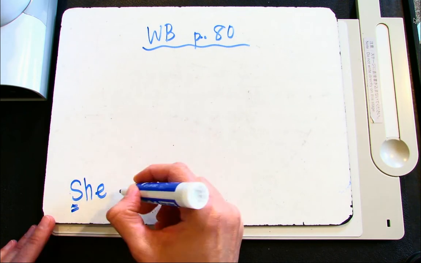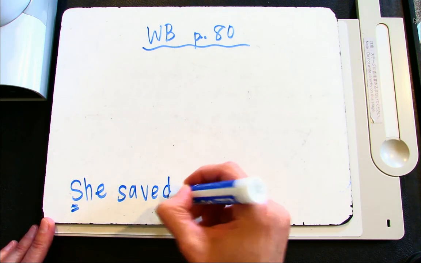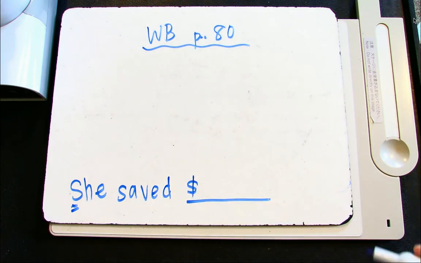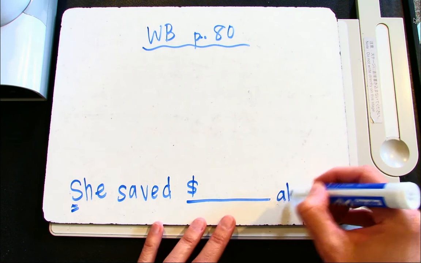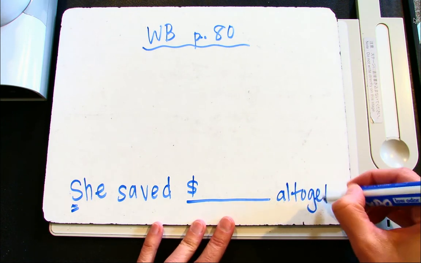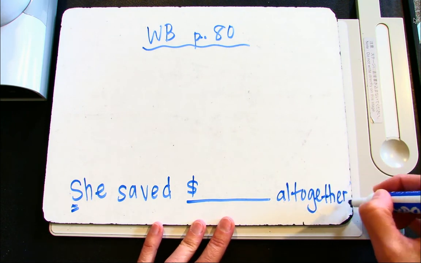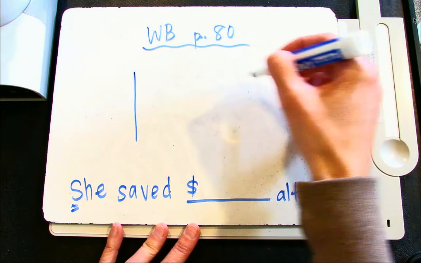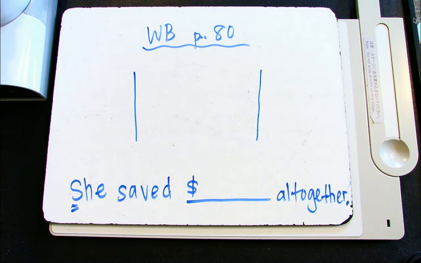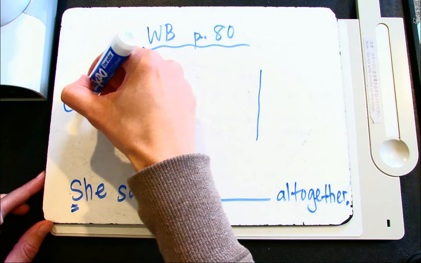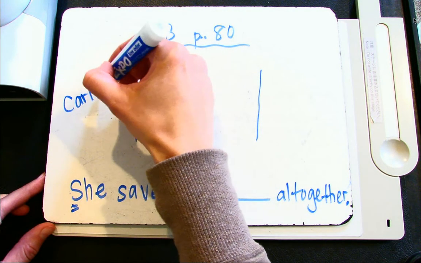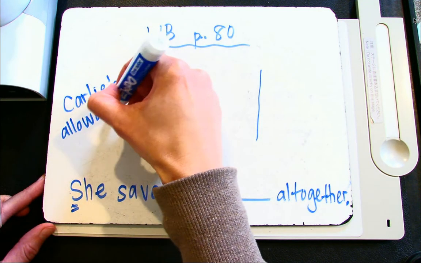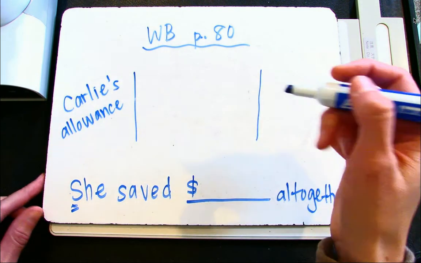So she saved blank. I'll put my $ sign. She saved blank altogether. The reason I wanted to look at this one together is because the unit bar is a little bit trickier. So over here, we are talking about Carly. I'm going to put my who and my what. This is Carly's allowance. Okay, now to the unit bar, a fancy name for a rectangle in the middle.